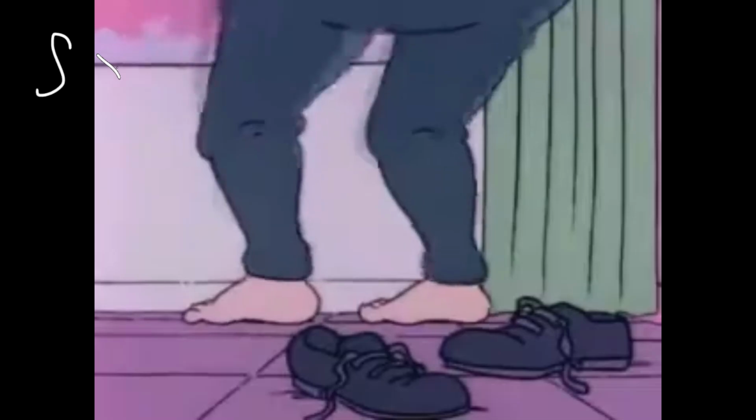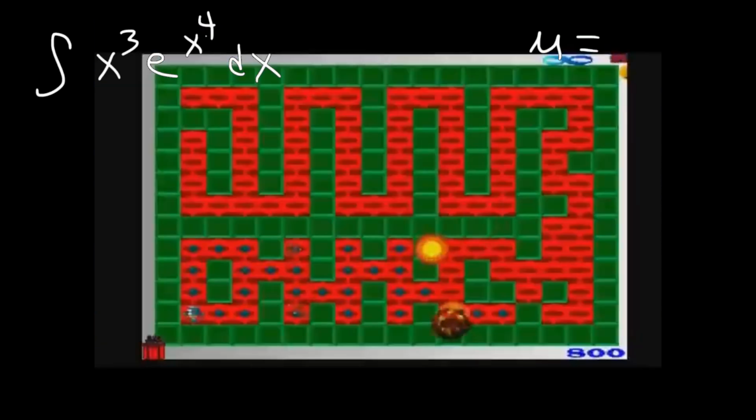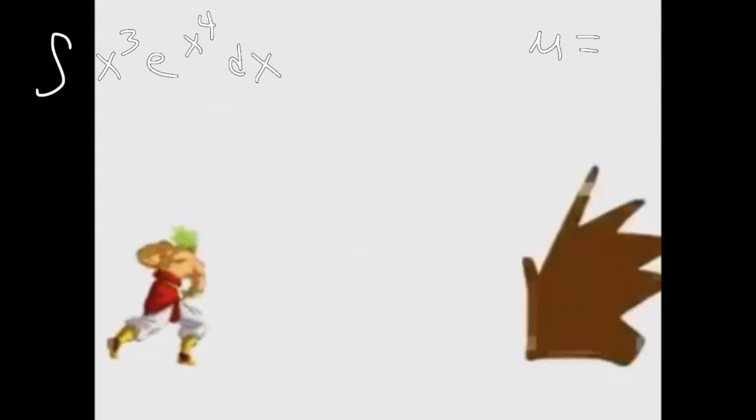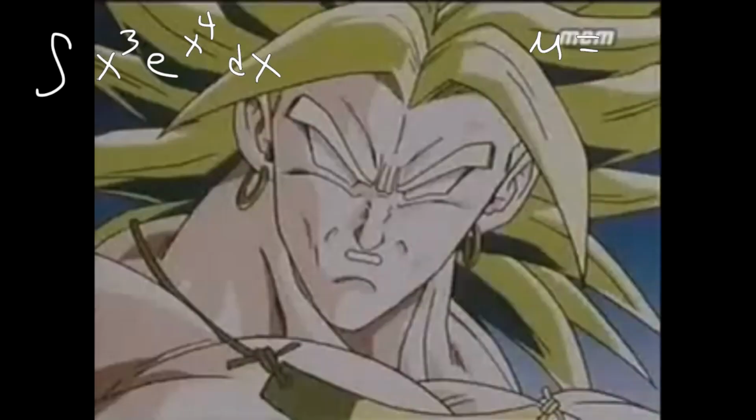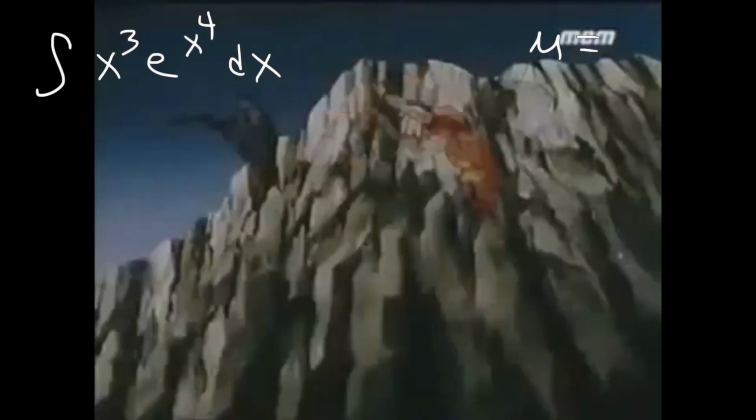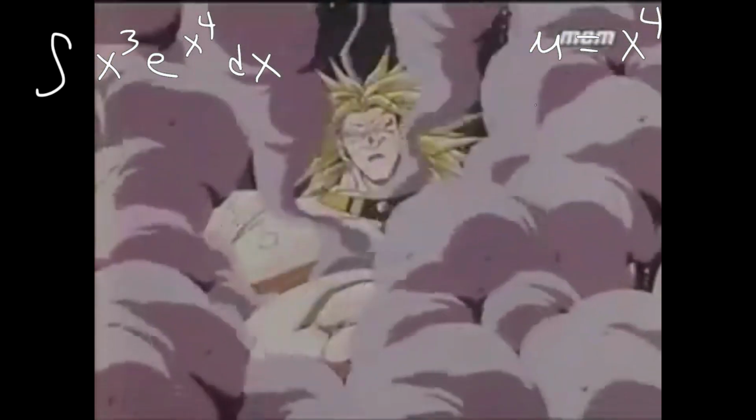Let's try x cubed e raised to the x to the fourth. So what should we make u equal to? X cubed or x to the fourth? If u is x to the third, du will be 3x squared, and that will not completely get rid of x to the fourth. But if we make u equal to x to the fourth, du will be equal to 4x cubed, and that can get rid of the x cubed that we see here. So let's do that. Let's make u equal to x to the fourth.